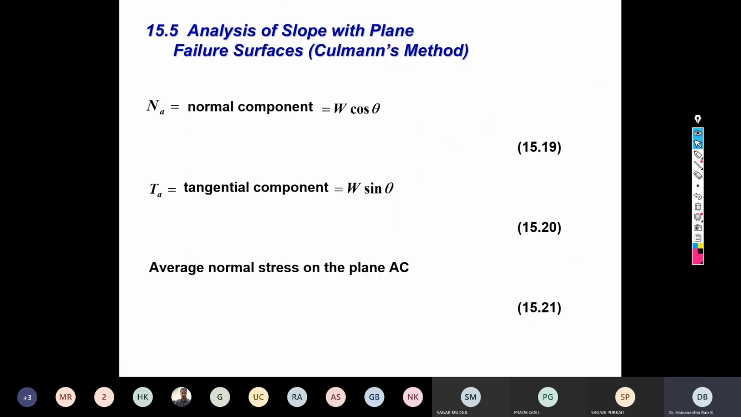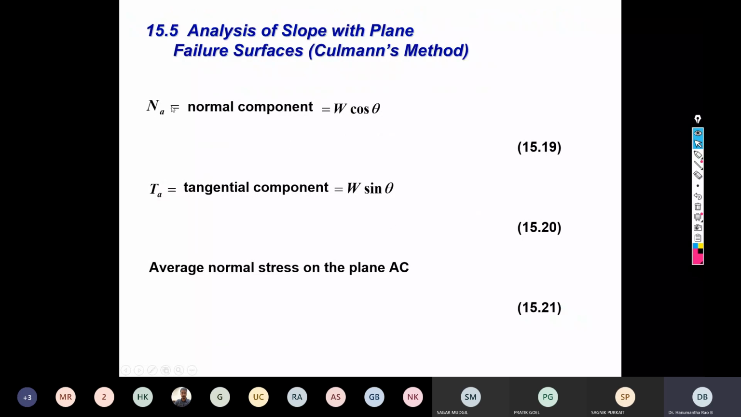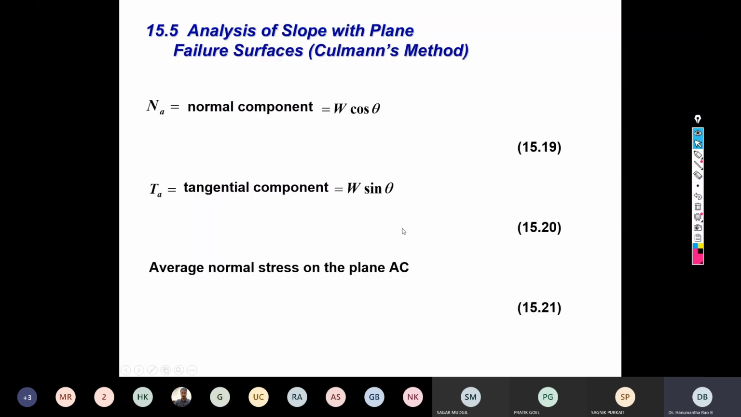So then the next step is to determine the normal component and the tangential component. If we resolve the forces of W in the normal direction and tangential direction, NA is nothing but W cos theta, where this is theta. So NA is W cos theta and TA is W sin theta.